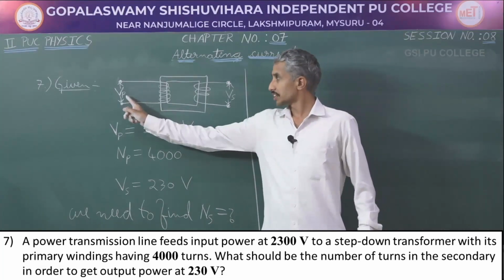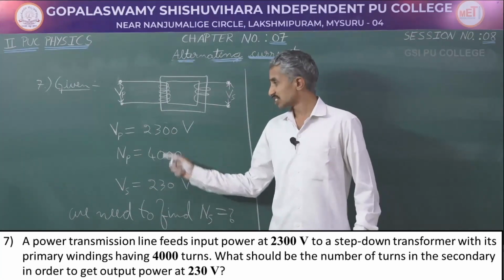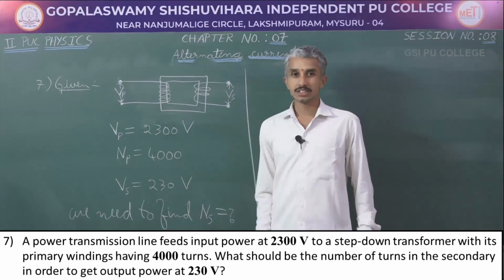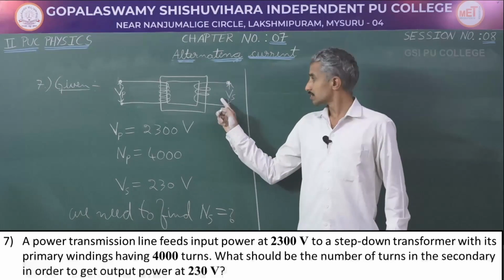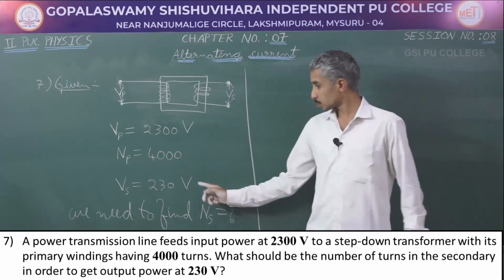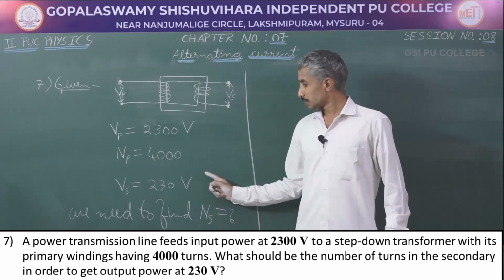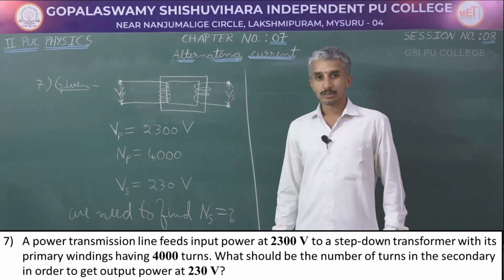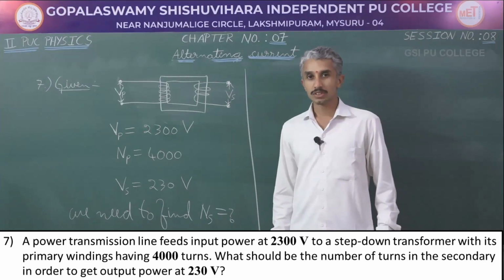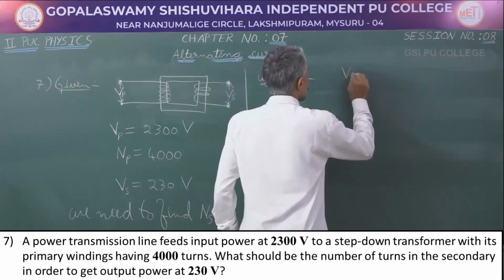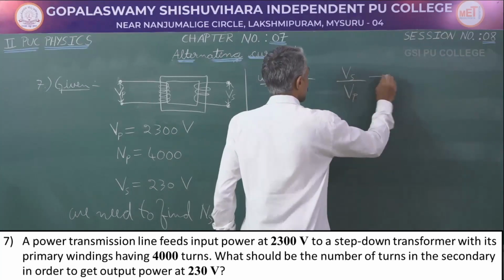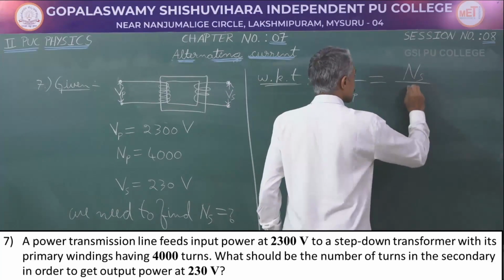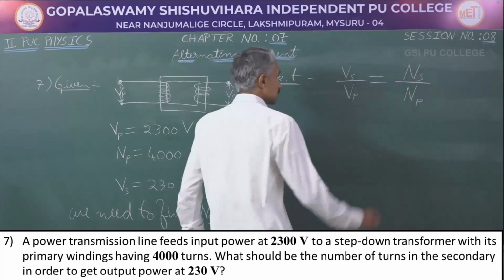In this numerical, they have said that the voltage across the primary is 2300 volts and the number of turns in the primary is 4000 turns. They have given the voltage across the secondary, which is 230 volt. We are supposed to find what is the number of turns in the secondary coil. By remembering the theory of the transformers, we can write the ratio of the secondary voltage to the primary voltage is equal to the ratio of the number of turns in the secondary by the number of turns in the primary.